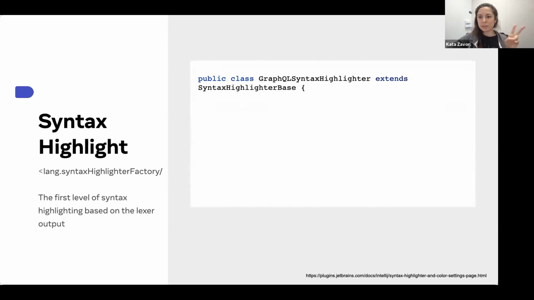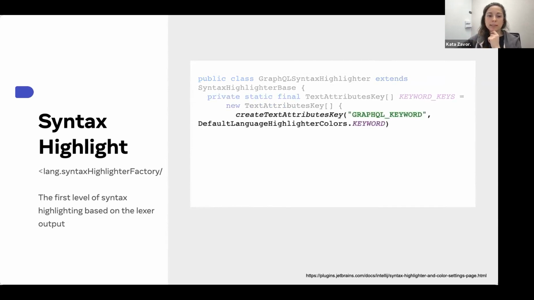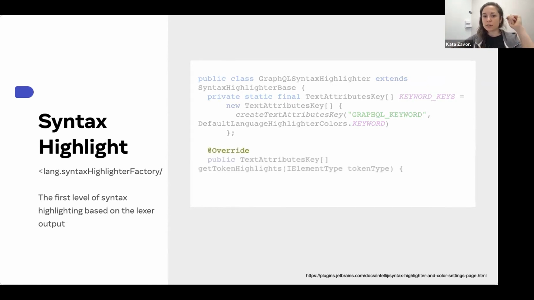There are two levels of syntax highlight. First, the basic one is implemented as a factory extension point in the plugin.xml file, and it takes Lexer tokens as input. TextAttributes is the class here to define text characteristics like color, boldness, cursive. We can create a custom color, or as in this example, reuse an existing one, like the default color for keywords. The main method to implement here is getTokenHighlights. It accepts the Lexer tokens.